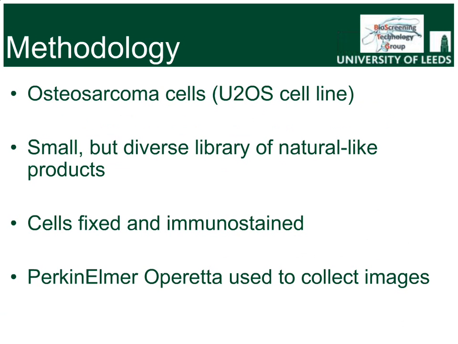A small library of 330 compounds with a diverse range of structures rich in natural-like products was used to test the assay, which uses cells that are then fluorescently stained. The images were taken and collected using the PerkinElmer Operetta, a wide-field high-content imaging system equipped with a plate hotel.